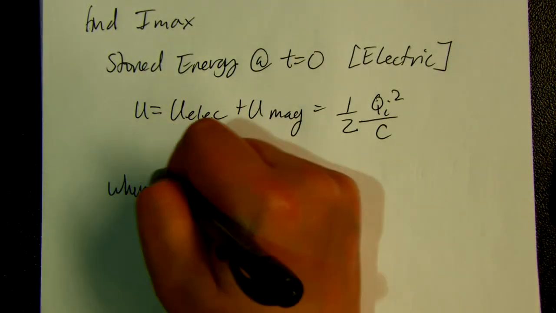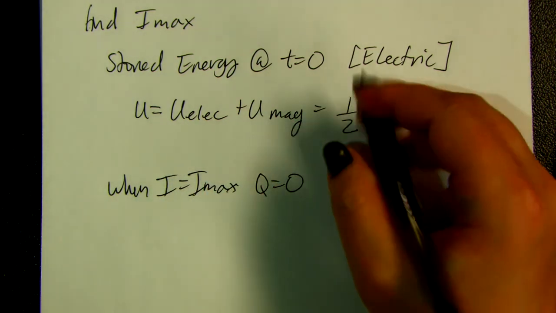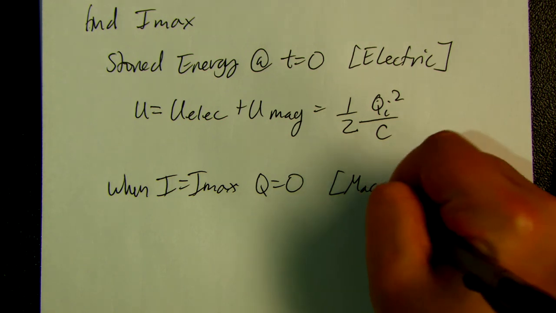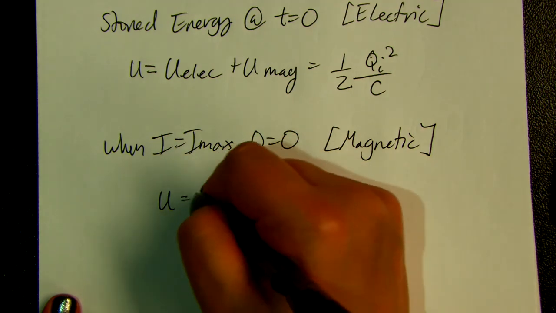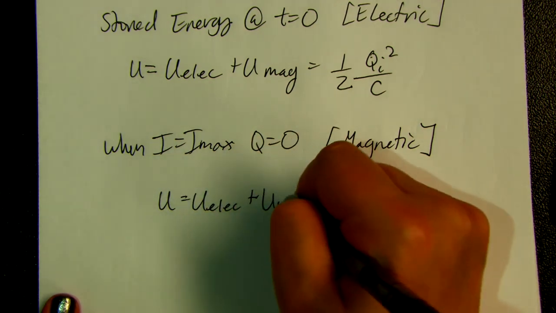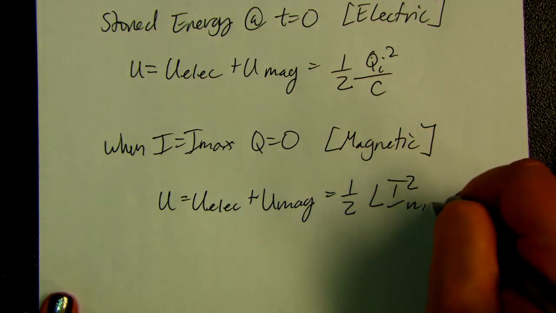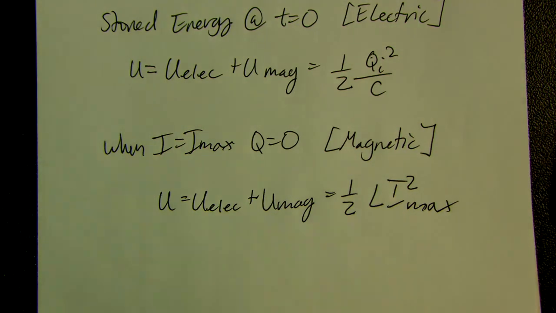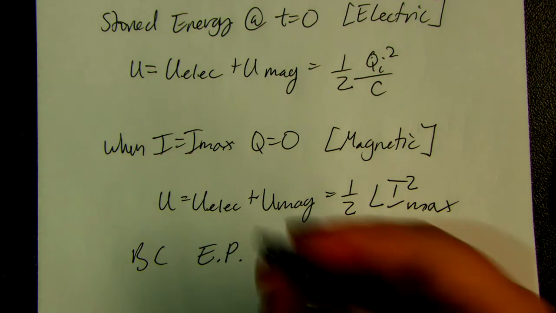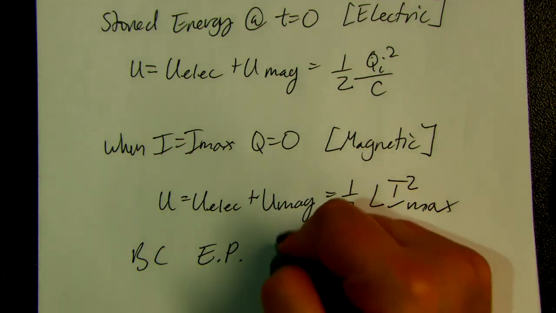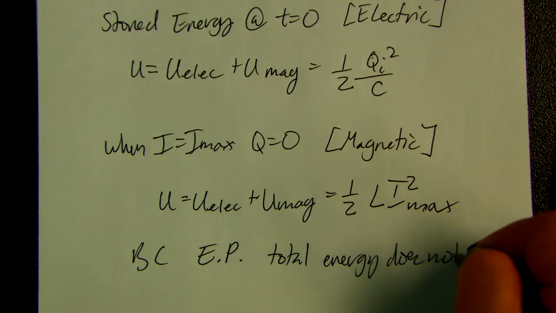And when I equals I max, Q is equal to 0, and then we have all magnetic stored energy. So U is equal to U electric plus U magnetic, which is equal to 1/2 L i squared max. And because of the energy principle, the total energy of the circuit is not going to change. Total energy does not change. It just gets moved around a bit.